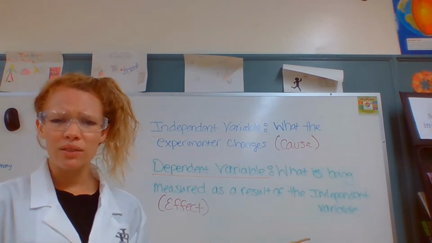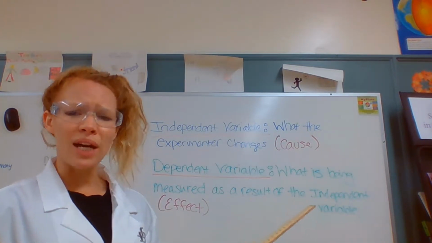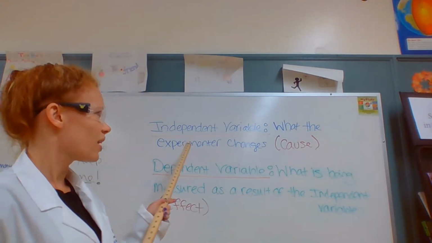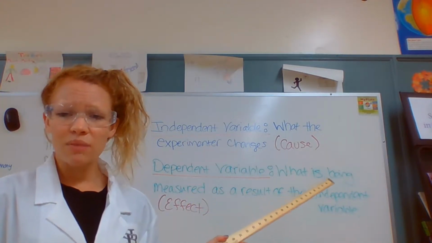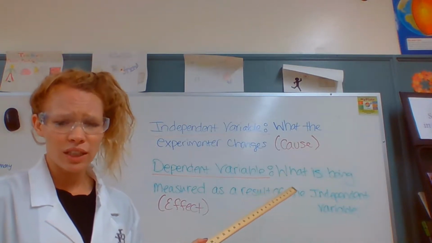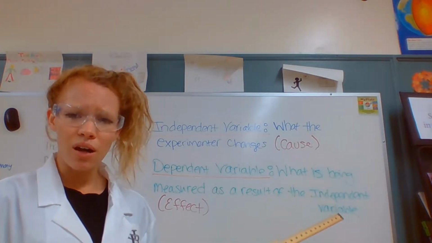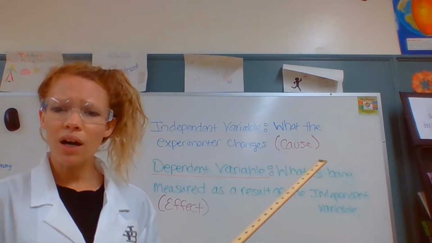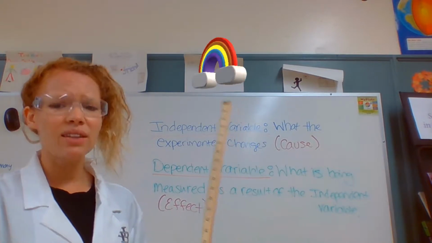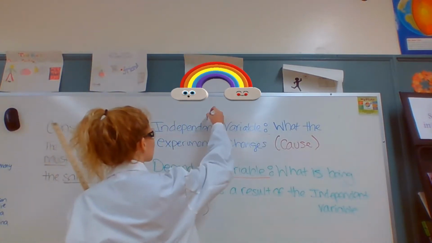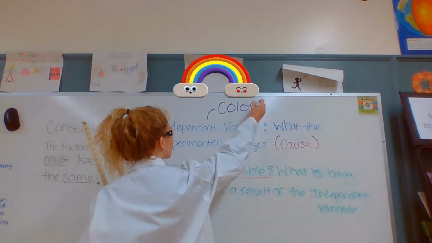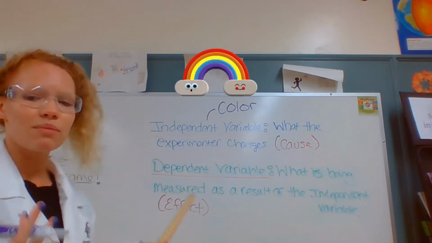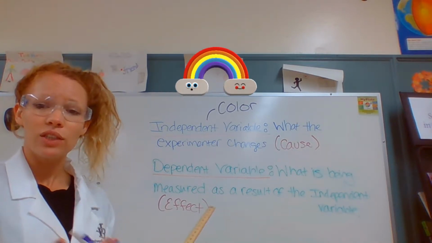So let's talk about in our experiment, which we had last time, does color affect temperature? What would our independent variable be? So remember, the independent variable is what the experimenter is changing. My question is, does color affect temperature? So what I am changing is color. So color would be my independent variable in this circumstance. Color, okay?